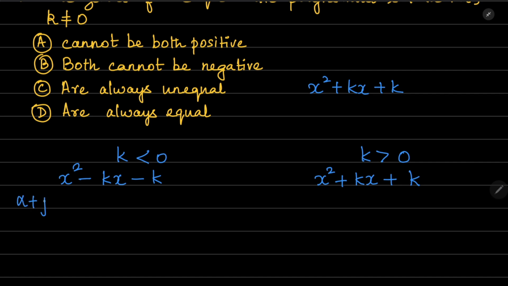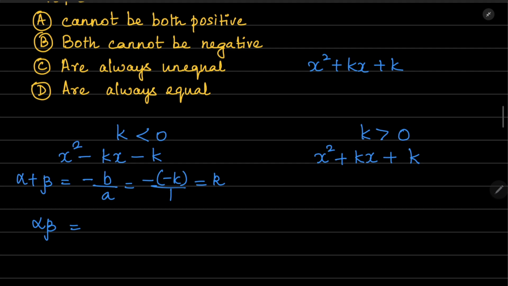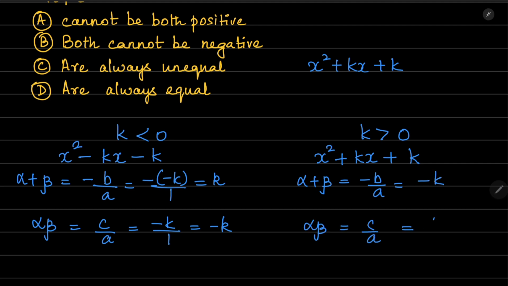What will be the sum of zeros? Alpha plus beta will be equal to minus b by a. So minus of minus k by 1, which is nothing but just k. And alpha multiplied by beta, product of the zeros, will be c by a. What is c? It is minus k by 1, which is minus k. In the other scenario, wherein k is greater than 0, the sum of the zeros alpha plus beta is equal to minus b by a, which is nothing but minus k. And the product of the zeros will be c by a, which is nothing but just k.